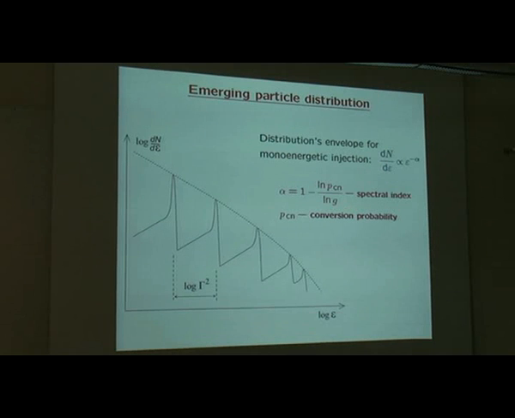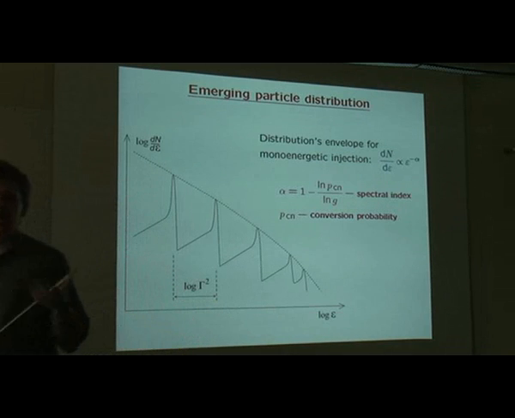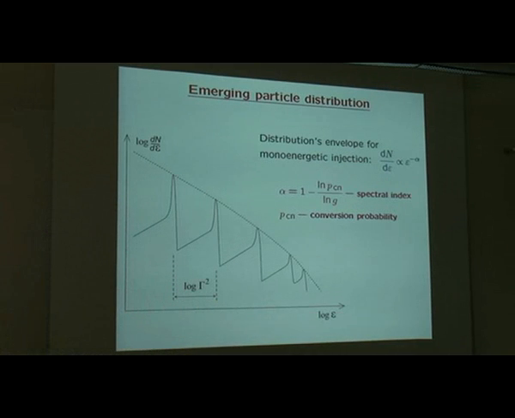What again are the conditions for that? The condition essentially is that the conversion probability is larger than 1 over gamma squared. If it's smaller than 1 over gamma squared, you do not have a very hard spectrum.